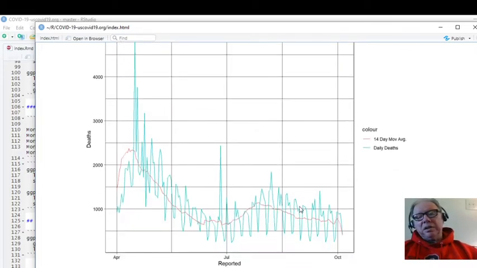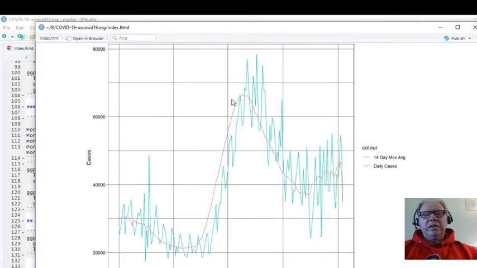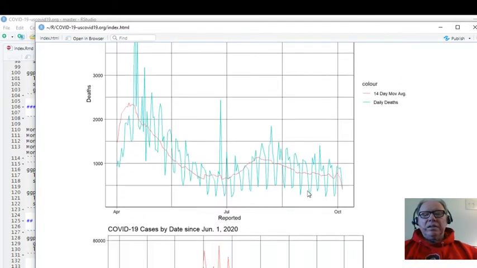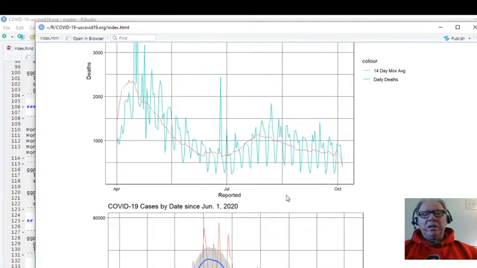Deaths, you can see, are continuing to trend downward from here all the way down to here. So that's incredibly good news. I mean, how do we explain the low death rate in light of this spike right here, or even this spike? Deaths are holding steady or declining.